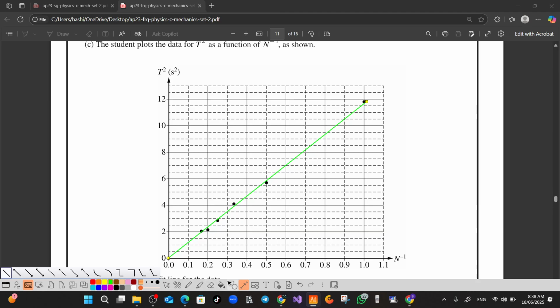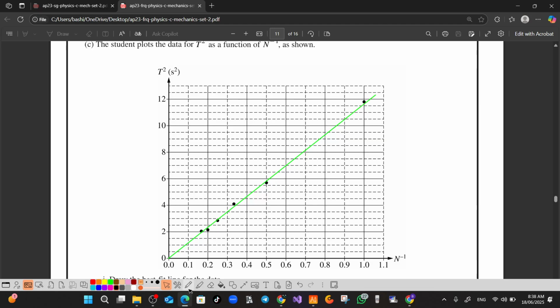Okay, so this one would be sufficient. Let me correct its location first. Okay, so this is our best fit line. Don't forget, you must use a ruler here to draw the best fit line.